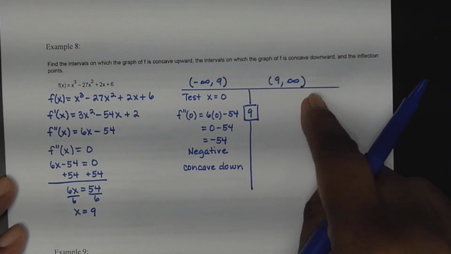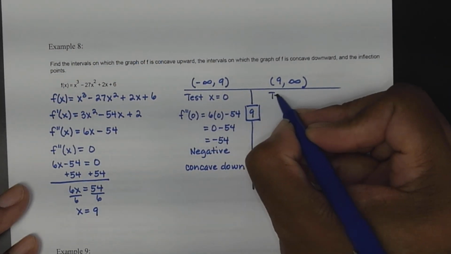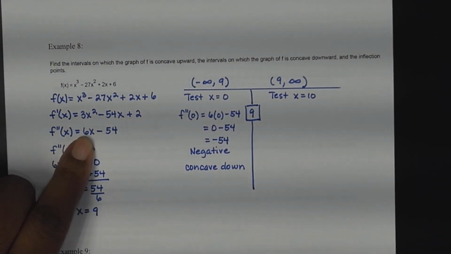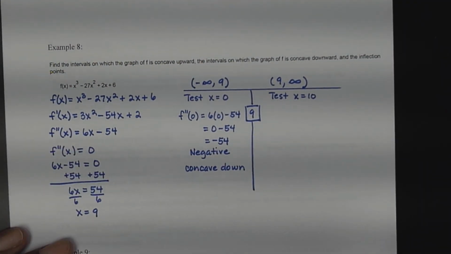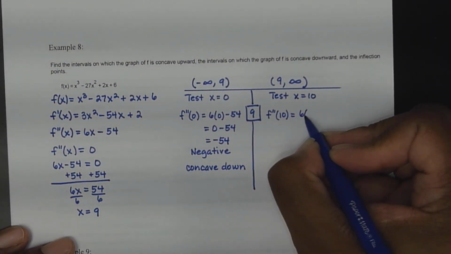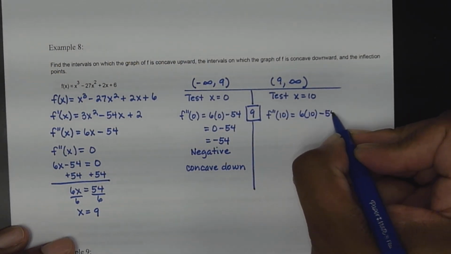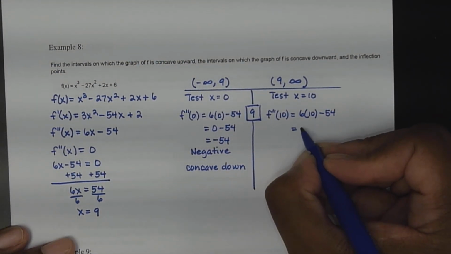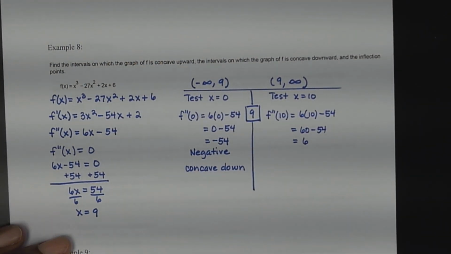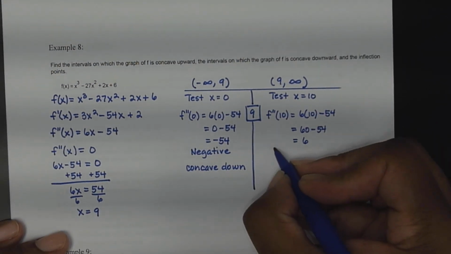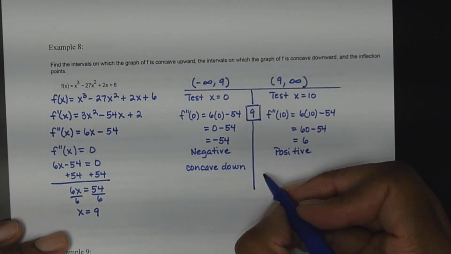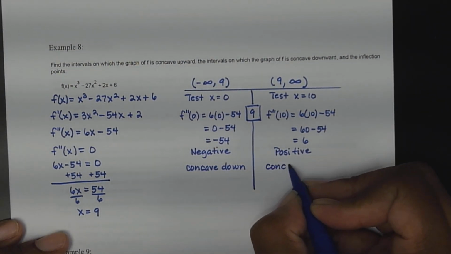And then from 9 to infinity, we're going to test, let's say x is equal to 10, and replace the x in the f double prime of x with 10. So it'll be f double prime of 10. That's equal to 6 times 10 minus 54. 6 times 10 will be 60. 60 minus 54 is 6. And it is positive. And if it's positive, that means from 9 to infinity, the graph of this function will be concave up.